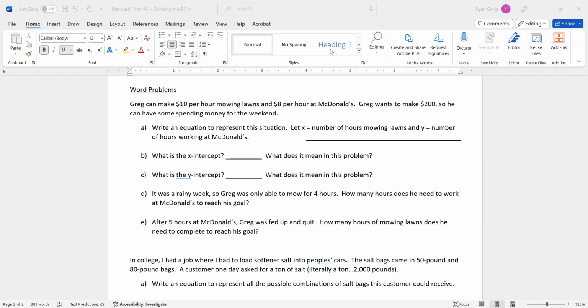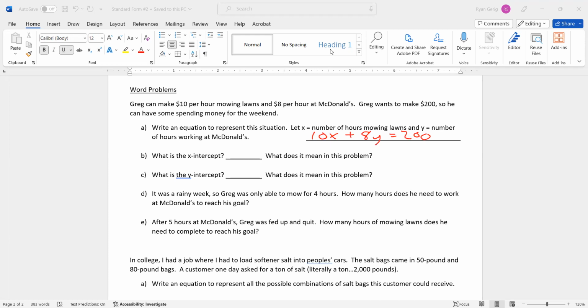Let X equal the number of hours mowing lawns and Y equal the number of hours working at McDonald's. So if X is the number of hours mowing lawns and he makes $10 per hour, we can write 10X. And Y is the number of hours working at McDonald's, and it's $8 per hour, 8Y. If we add those two things together, we get his total amount that he makes, and he wants that to equal 200. And look what we have there. That's an equation in standard form.